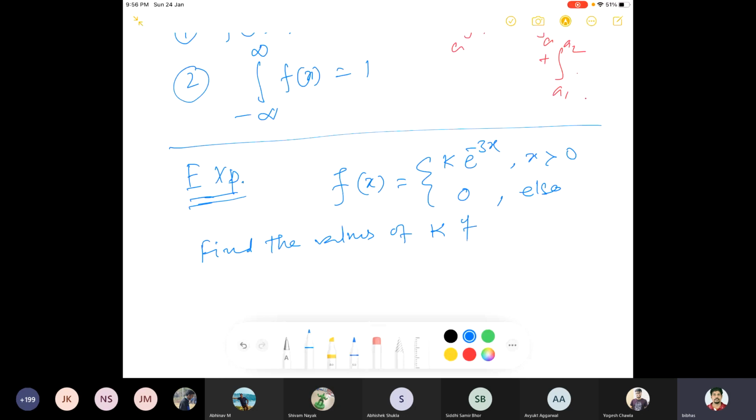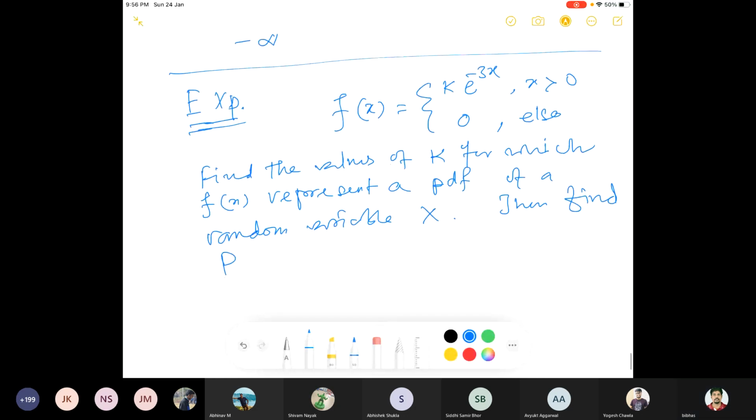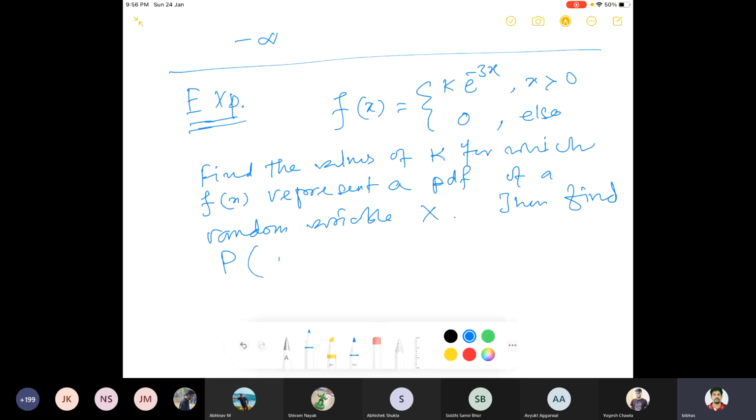for which f(x) represents a PDF of a random variable X, and then find the probability of 0.5 ≤ X ≤ 1.